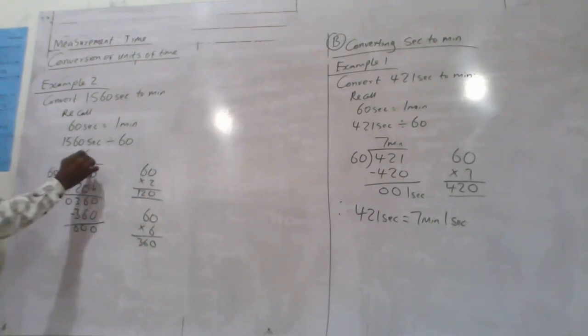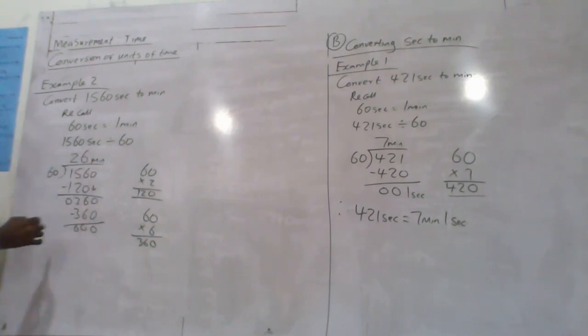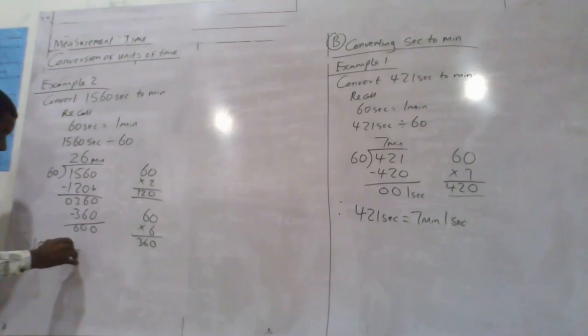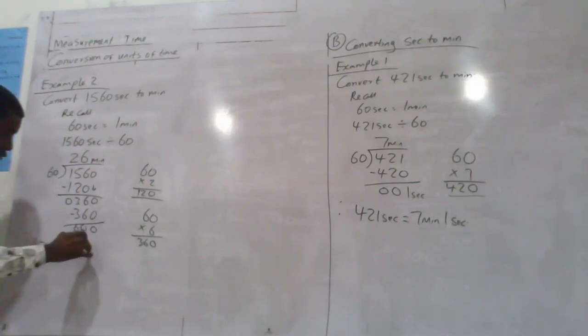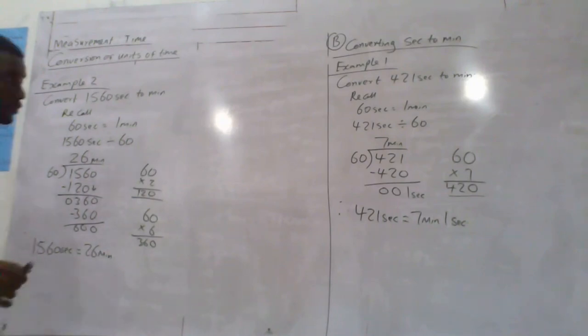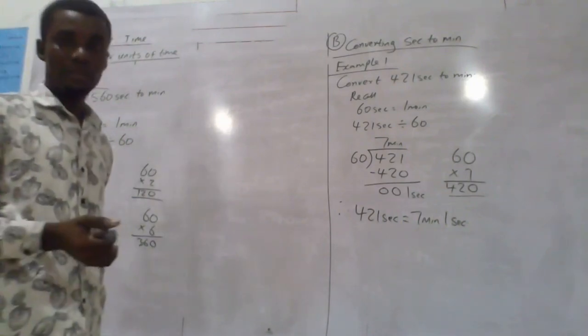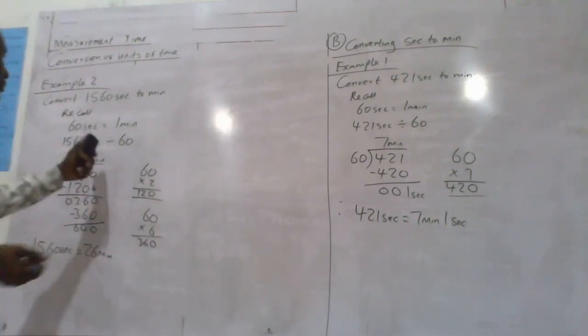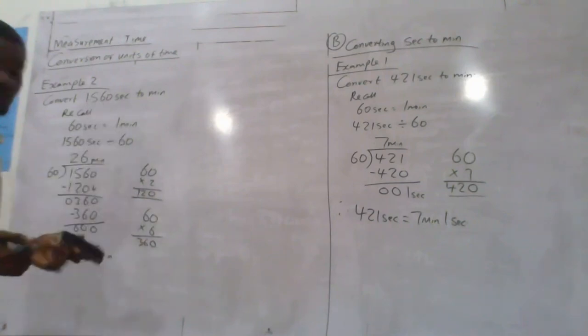Therefore, 1560 seconds equals 26 minutes. So with this, you can convert from seconds to minutes. You can take other questions. Let's convert hour to minutes. Number 2.